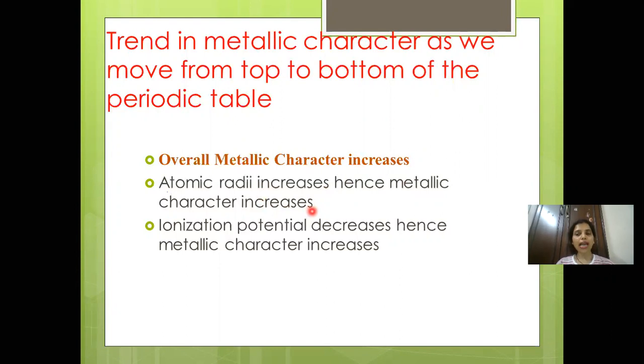Now what happens to the IP? Though the nuclear charge is increasing as more and more electrons are added, the electrons are moving away from the nucleus. So IP also will decrease. The energy which is required to pull the electron also decreases. As metallic character and IP are inversely proportional, IP decreases, metallic character increases. Both things are influencing metallic character to increase, so metallic character increases down the group. Okay, I hope it's clear.